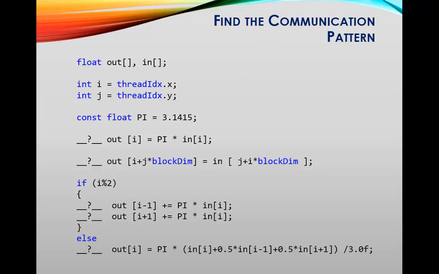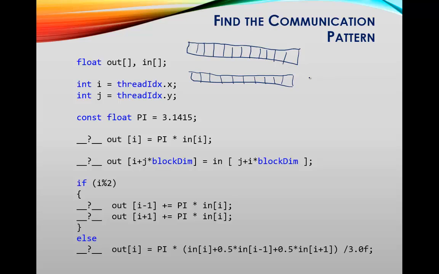All right, now let's answer our questions one at a time. So what do we have here? We've got an input array and an output array. And then we have a two-dimensional pattern of threads.